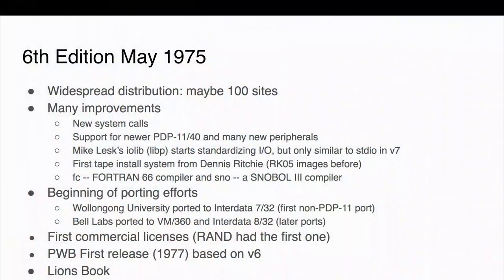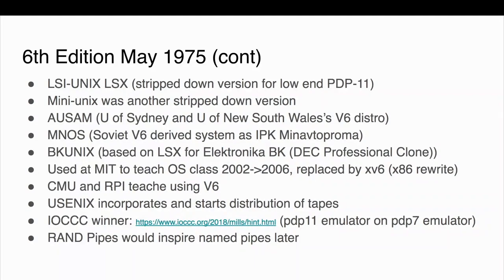And the first Programmer's Workbench release was based on this. And RAND had the first commercial use license. They couldn't redistribute, but they made a number of enhancements to Unix because they were able to run it internally. And I have a very long list of things I'm not going to read individually, but these are all the things that were either based directly on the V6 sources or were clones of V6. Some of the Soviet-era stuff, it was unclear. Some sources say it was a clone that was enhanced, and other sources say they somehow got the sources and then heavily modified it.